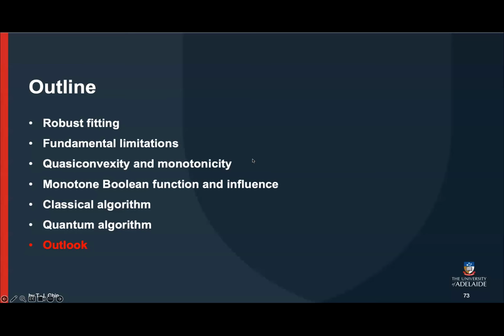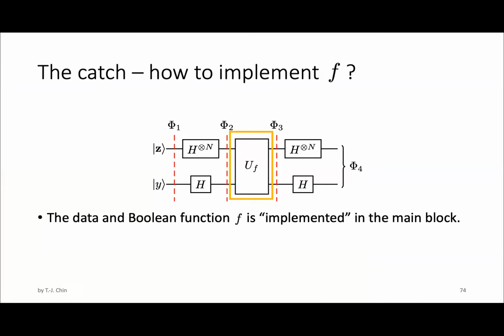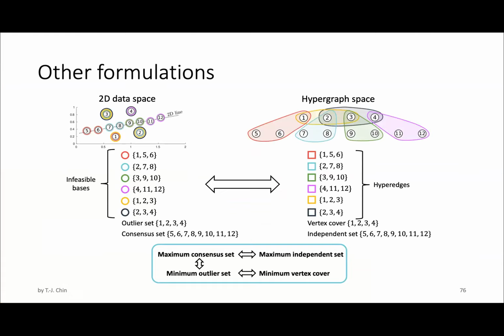So as I said, the catch is how do you implement f? We know one must exist, because it's polynomial time in classical. Work in progress, we're working on this. We're hopeful that something can be done.